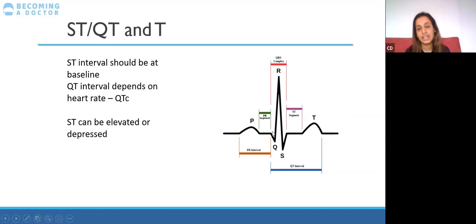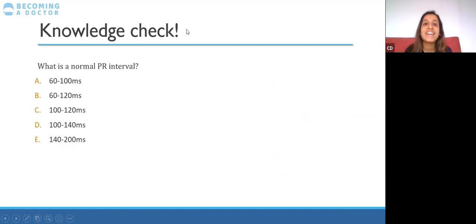So you'd look at the corrected QT interval, which corrects for the heart rate. Okay, so you might have seen the answer, but you can answer the poll anyway. What is the normal PR interval?